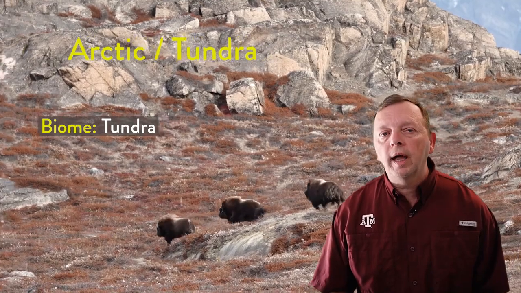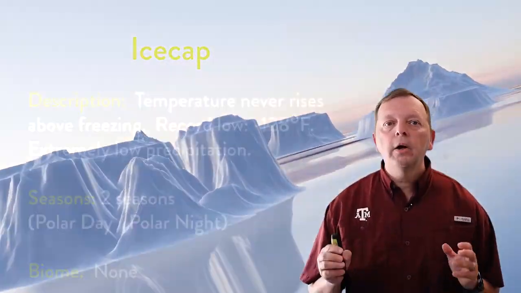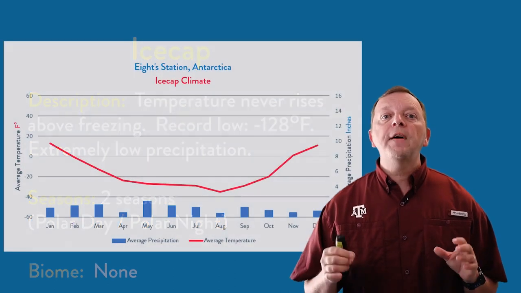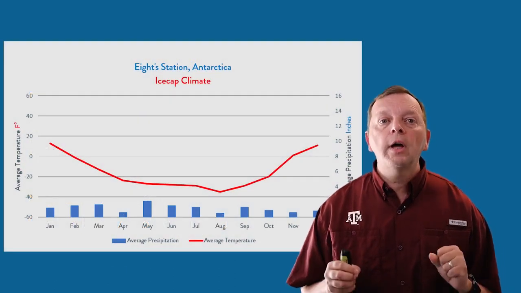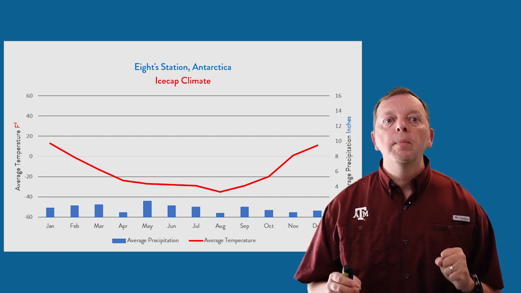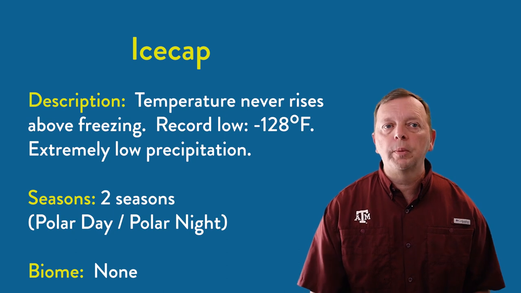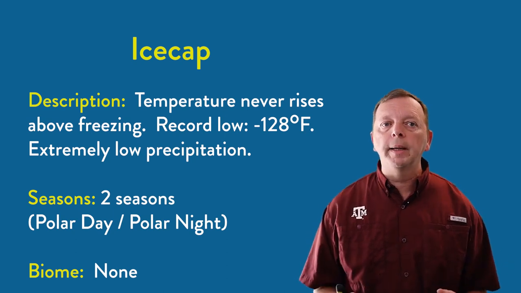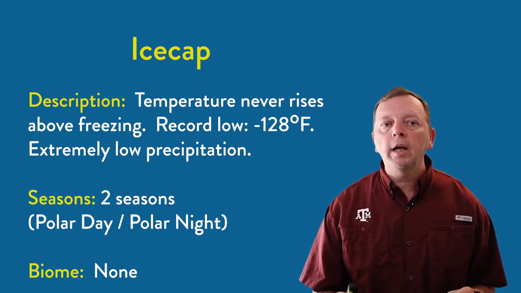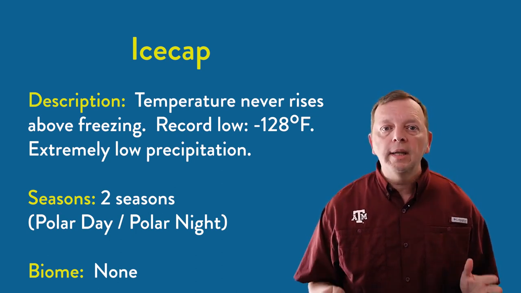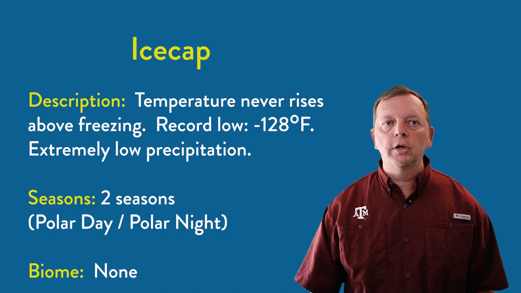As cold as the polar climate seems, the ice cap climate is even more unforgiving. Here, the temperature never rises above freezing in winter or the summer. In fact, the record low temperature is 128 degrees below zero. Now, because of such cold temperatures, there's almost no precipitation at all in the ice cap climate. There also is no associated biome because, with the exception of bacteria, no life can actually naturally survive these conditions.